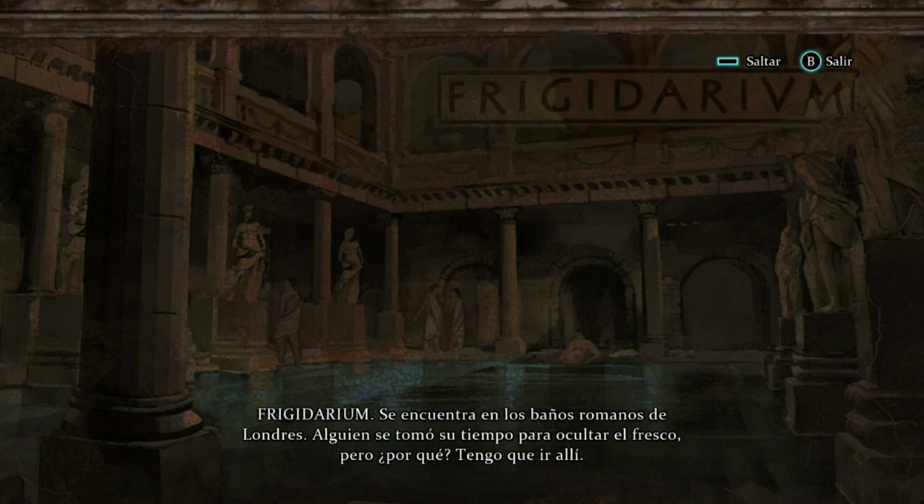Frigidarium. It is located at the Roman Baths in London. Someone took the time to hide the fresco, but what for? I need to visit this place.